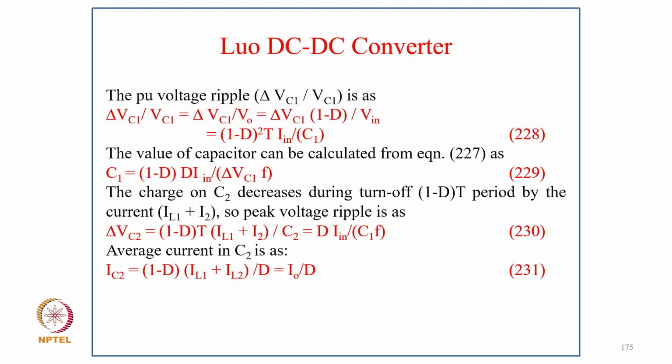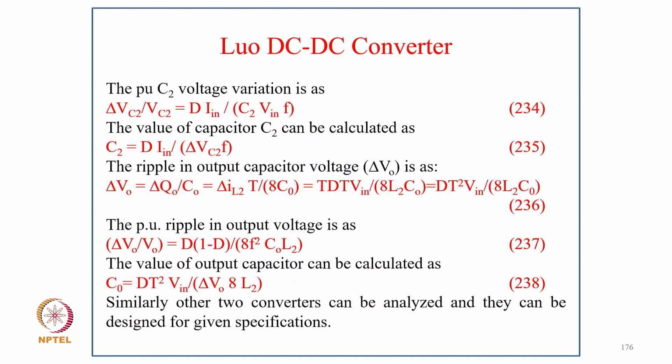The charge on C2 decreases during the turn off period by the current IL2 plus IL1, that is I2. So the peak ripple voltage is delta VC equal to (1 minus d) dt (IL2 plus I2) divided by C2, that is equal to d IN divided by C1 F. The average current in C2 is IC2 equal to (1 minus d)(IL1 plus IL2) divided by C, equal to I0 d. So the per unit capacitor voltage variation delta VC2 upon VC2 is d IN divided by C2 F. So the value of the capacitor can be calculated as C2 equal to d IN divided by delta VC2 F.